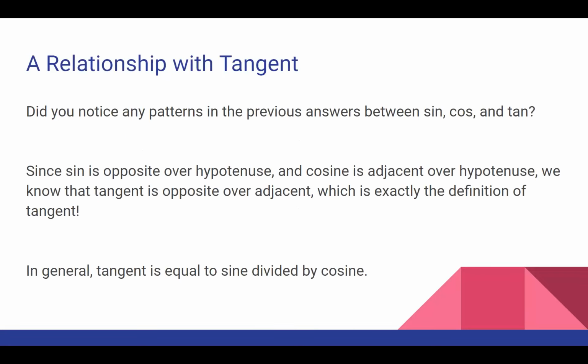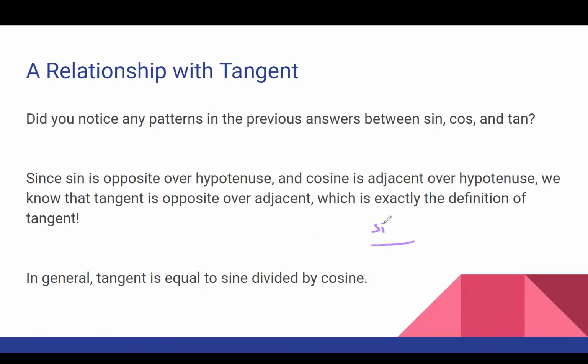Okay, so now I'm going to go over a relationship with tangent. So some patterns and some previous answers between sine, cosine, tangent. So since sine is opposite over hypotenuse and cosine is adjacent over hypotenuse, we know that tangent is opposite over adjacent, which is exactly the definition of tangent. In general, tangent is equal to sine divided by cosine. All right, so again, tangent is sine divided by cosine.